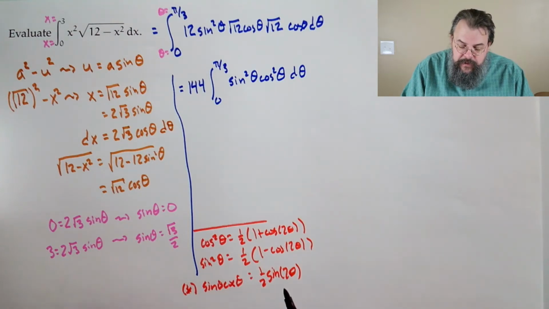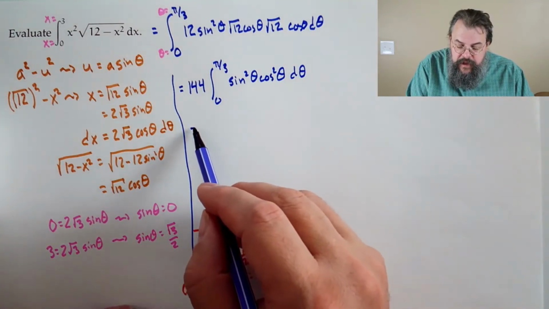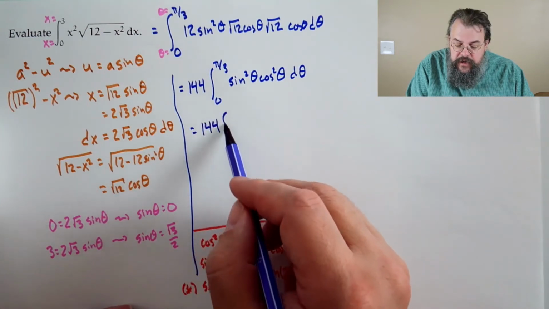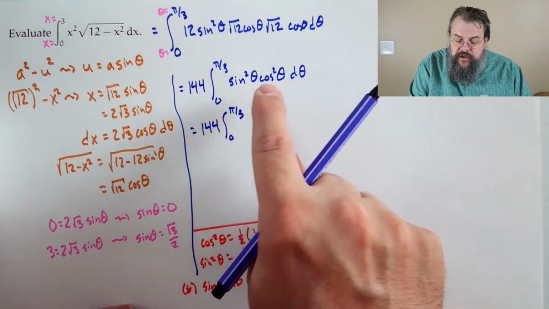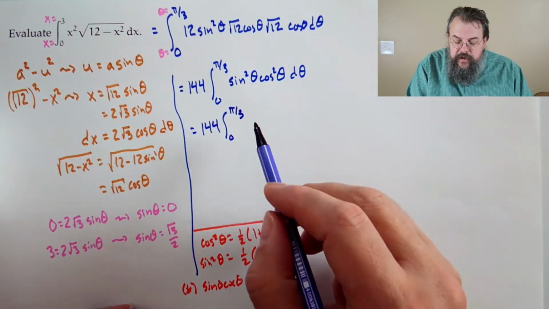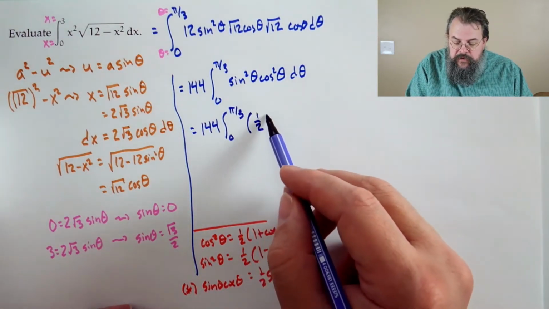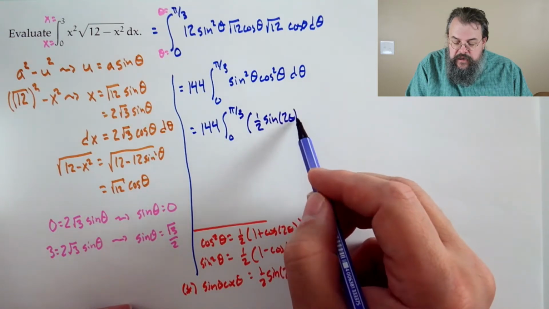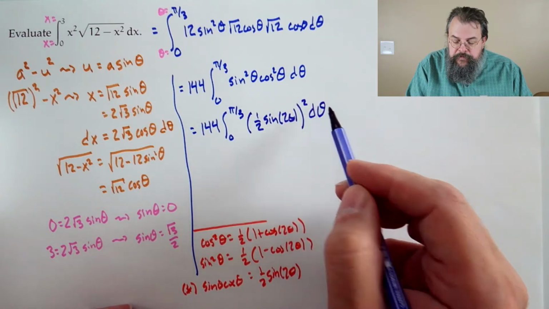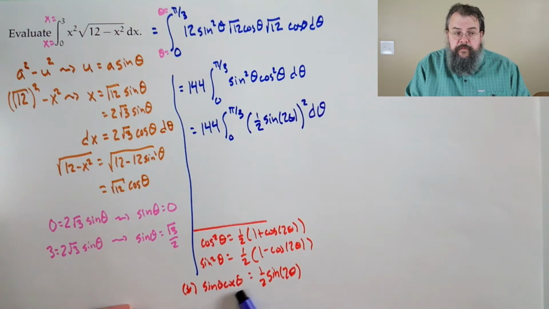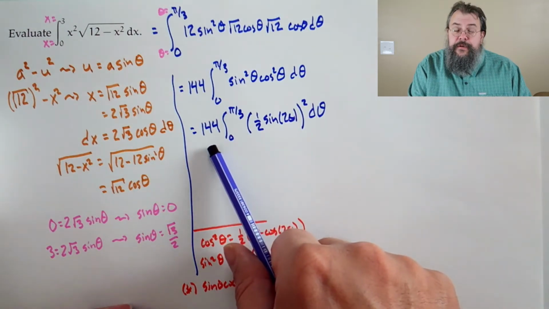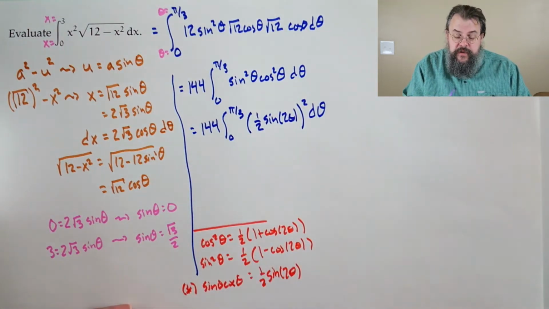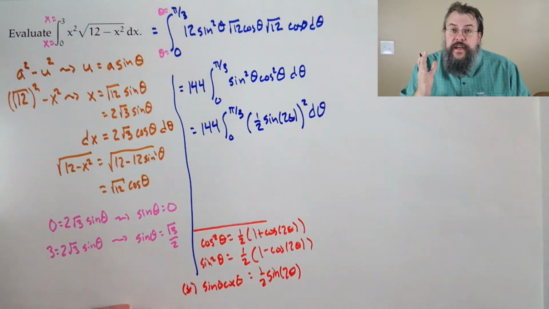So, for instance, we can say, okay, this is the same as 144, integral from 0 to pi over 3. And we really have sine times cosine squared. So this becomes 1/2 sine 2 theta squared. So I'm applying this power reduction to there. Now, 1/2 squared is 1/4 times 144. Well, 144 divided by 4 is 36.